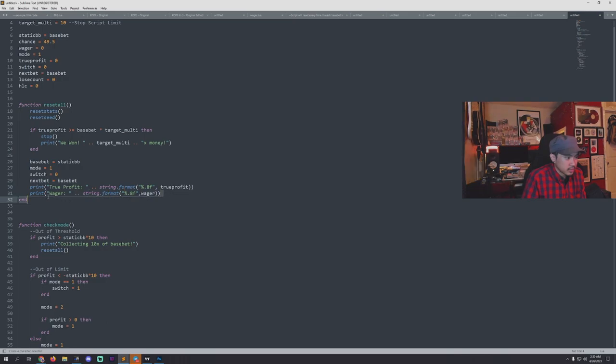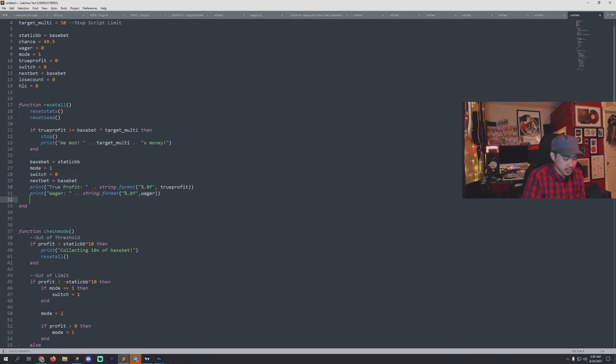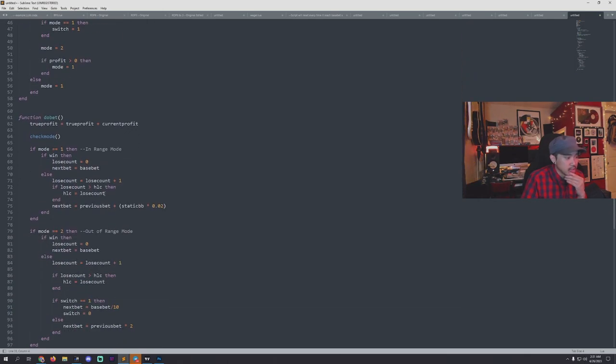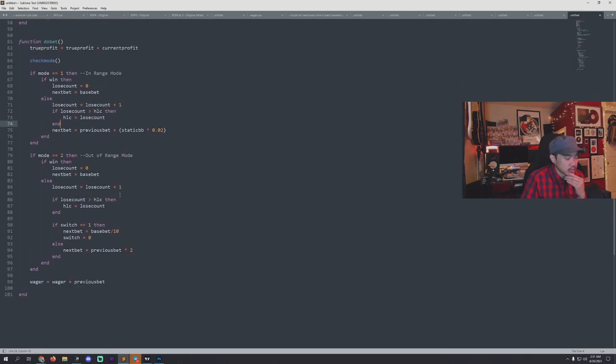Let me just write it. Print highest lose count dot HLC. We don't need these %.8f because we don't need any decimals, right? So highest lose count is that, bam. And that is that. So that's how it'll show the highest lose count.